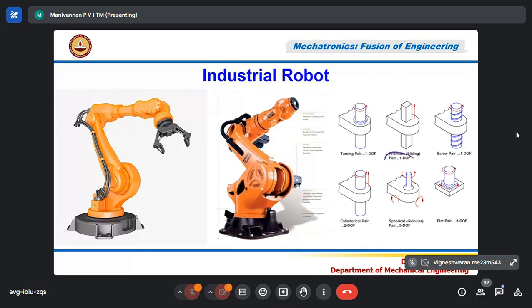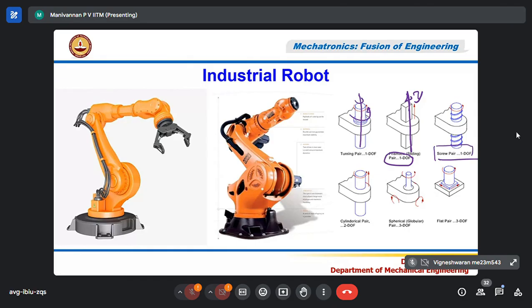How many degrees? 1 degree of freedom only, correct? This part can move up and down only, it cannot rotate. So that means 1 degree of motion with respect to one axis, correct? This is the y axis. It can move like this. With respect to this y axis, this can rotate, correct? Only rotary motion is possible, it cannot move up and down. That's the arrangement. The other one is called a screw pair. In a screw pair, by rotating, it gives a motion, correct? And it gives 1 degree of freedom.